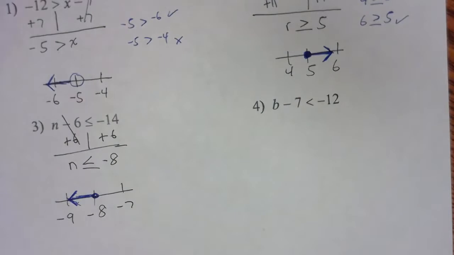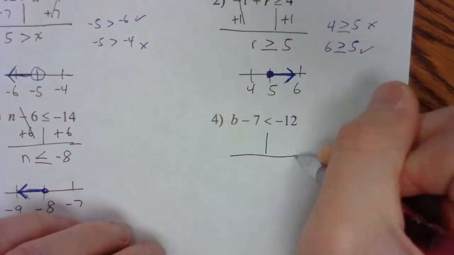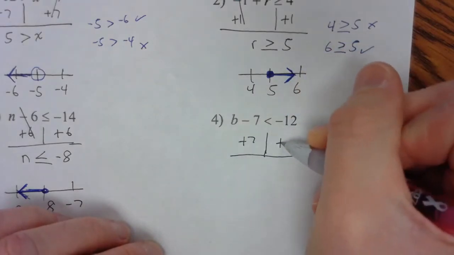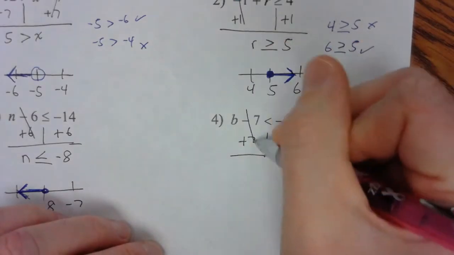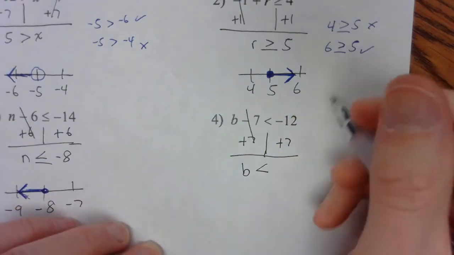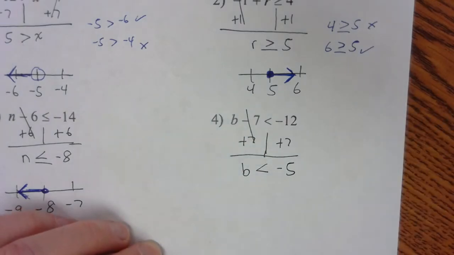Number 4. Once again, variables on the left, add 7 to both sides. 7's cancel, bring down my variable. Different sign, subtract. So I have b is less than -5.